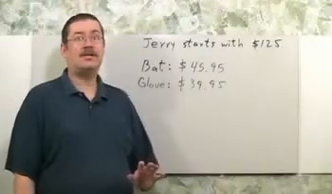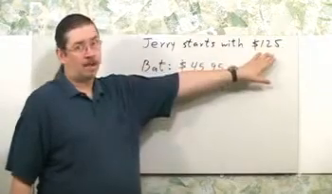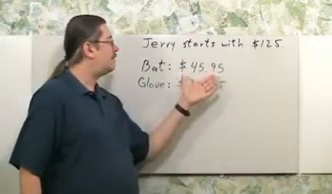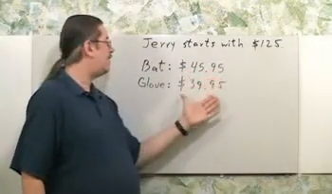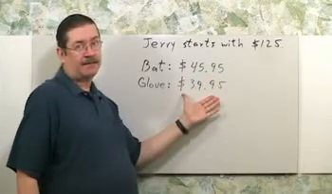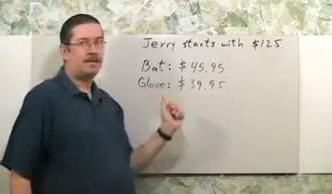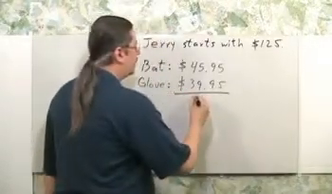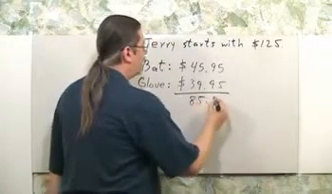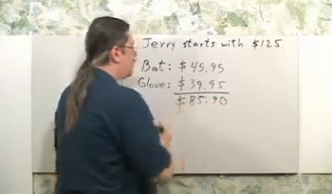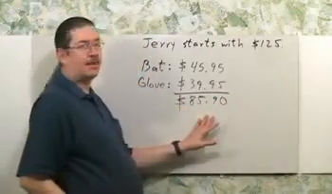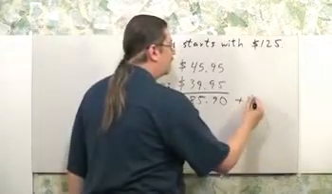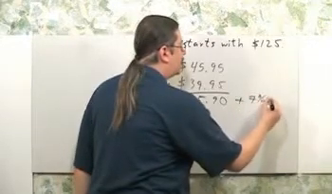We know that Jerry starts off with $125. He buys a bat for $45.95 and a glove for $39.95. So how much has he spent so far? Well, let's go ahead and add these up. We're going to get $85.90. But this is before tax. We have to add to this a 7% sales tax.